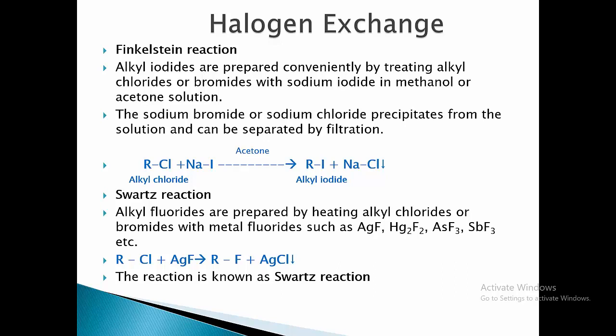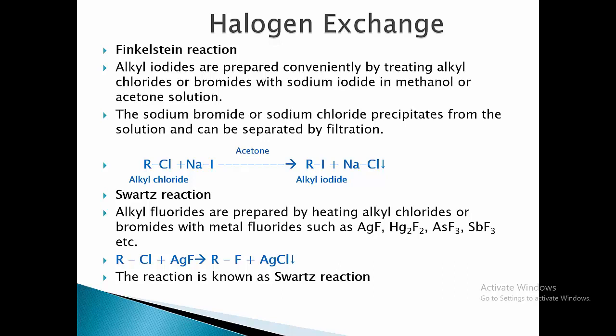Alkyl iodides are prepared conveniently by treating alkyl chlorides or bromides with sodium iodide in methanol or in acetone solution. Sodium bromide or sodium chloride precipitates from the solution and can be separated by filtration. The general reaction is RCl, that is alkyl chloride, treated with sodium iodide, that is NaI, in presence of acetone, gives alkyl iodide, that is RI, plus NaCl. This NaCl precipitates out and can be separated by filtration.